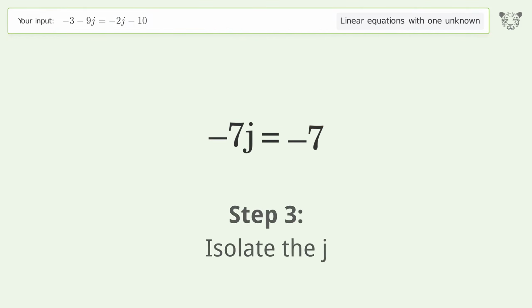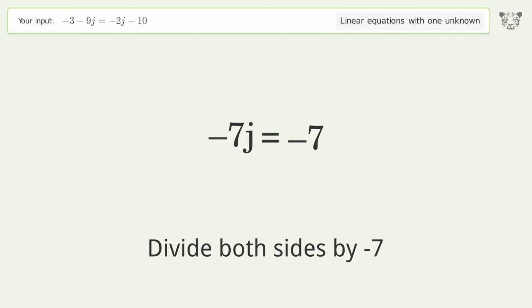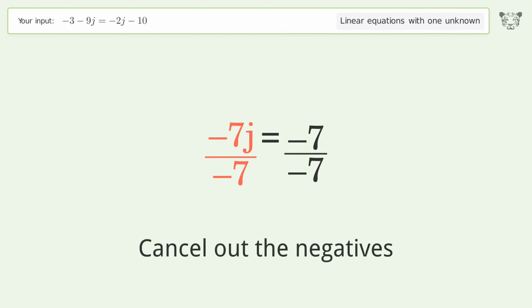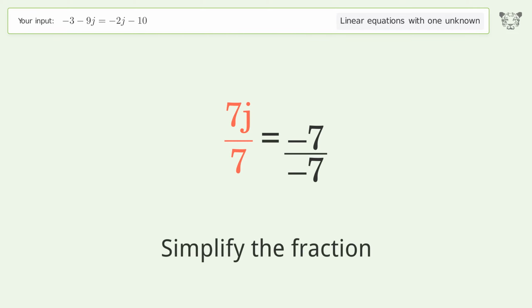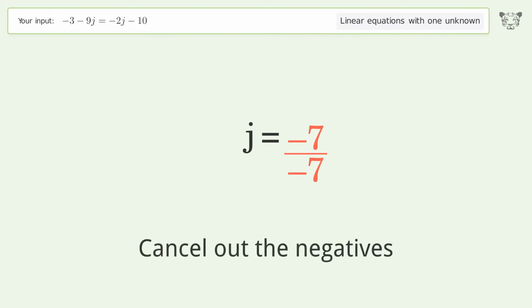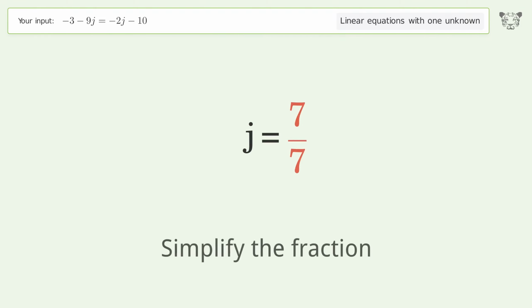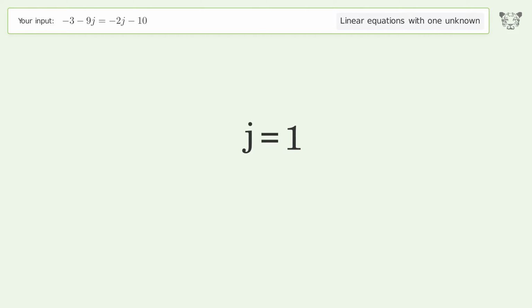Isolate the j. Divide both sides by -7. Cancel out the negatives. Simplify the fraction. Cancel out the negatives. Simplify the fraction. And so the final result is j equals 1.